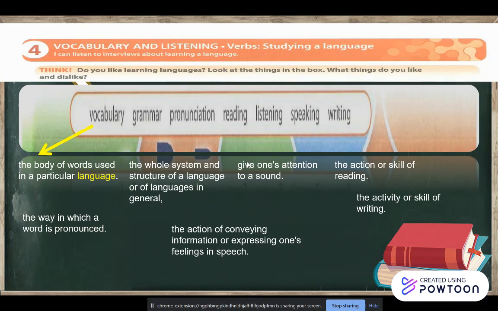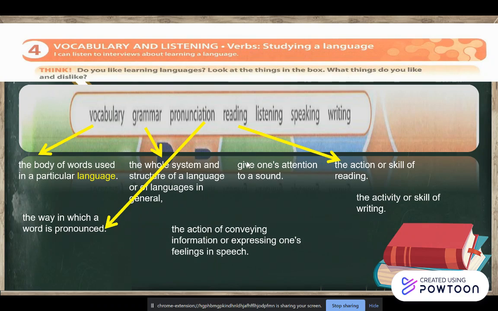Okay, the first one, vocabulary means the body of words used in a particular language. Grammar is the whole system and the structure of a language or of languages in general. Pronunciation is the way in which a word is said, pronounced. Reading is the action or skill of reading something.